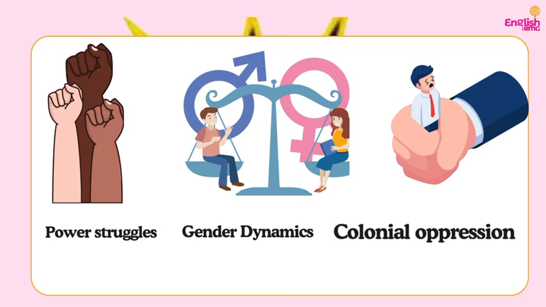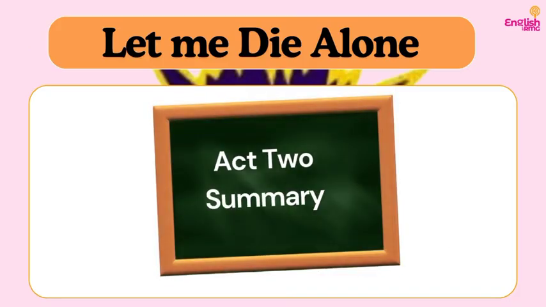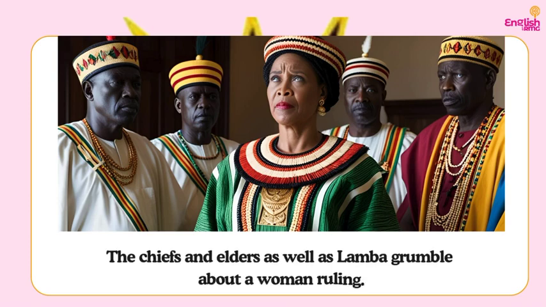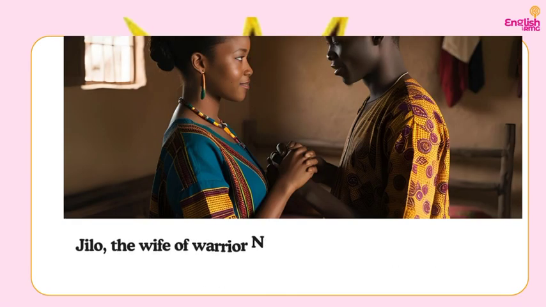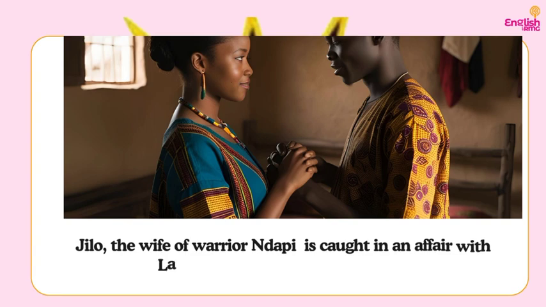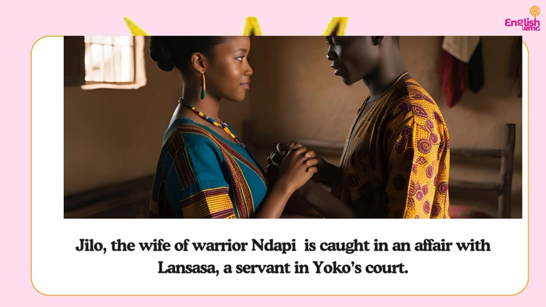Do you understand? So I would say these are the three major issues that are important in the first act of Let Me Die Alone by John K. Campbell. Now let's move on to the summary of Act 2 of the play. Let's get to know what happened next after Madame Yoko became the chief. So in Act 2, we were introduced to a subplot of the play, which is the plot of Jilo, the wife of warrior Indapi, who is caught in an affair with Lansasa, a servant in Yoko's court.